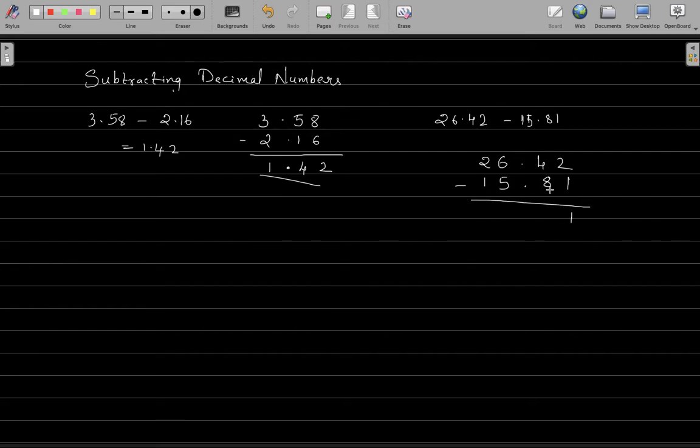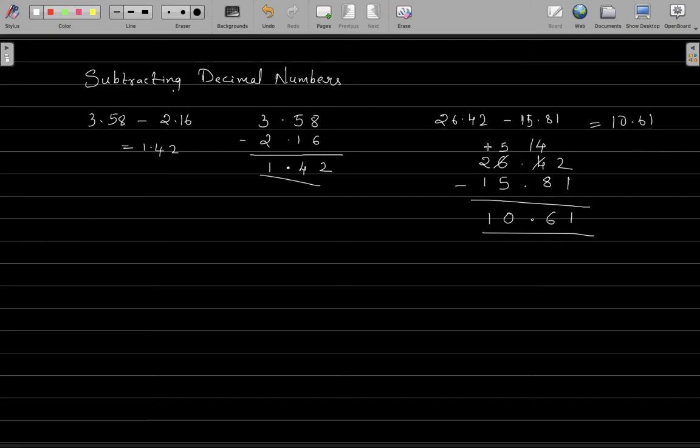Now because you cannot subtract 8 from 4, what do we do? We usually take a carry. The same thing we're going to do here. Take 1 from 6 and this must become 14. 14 minus 8 will give you 6. Now 5 minus 5 is 0. 2 minus 1 is 1, leaving you with your answer as 10.61.